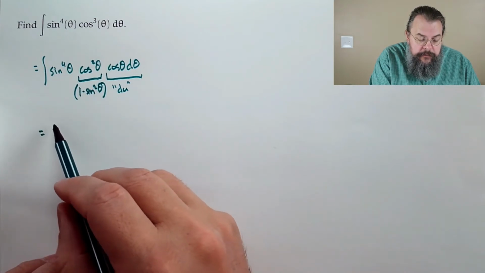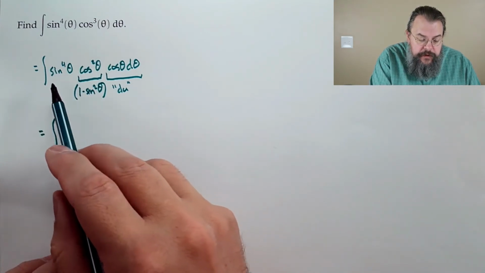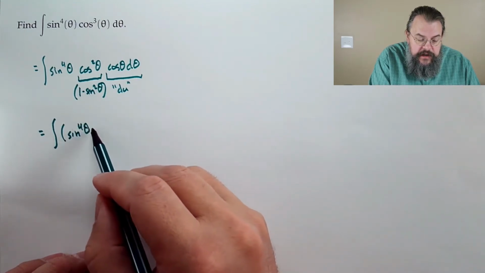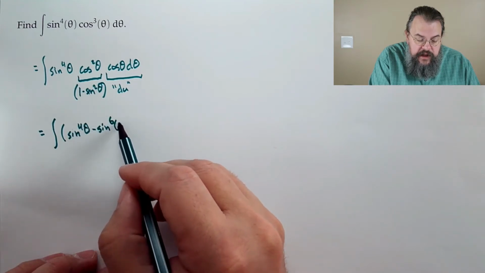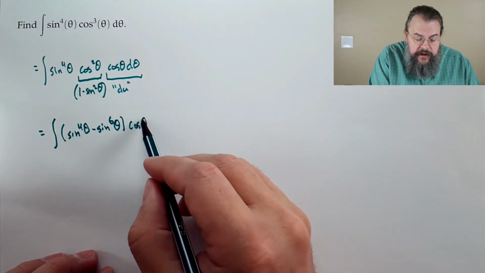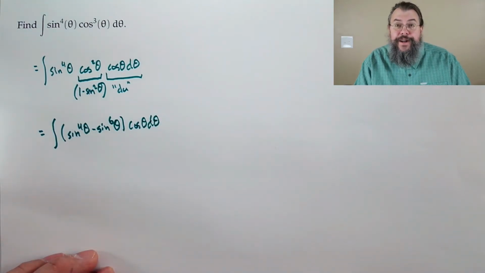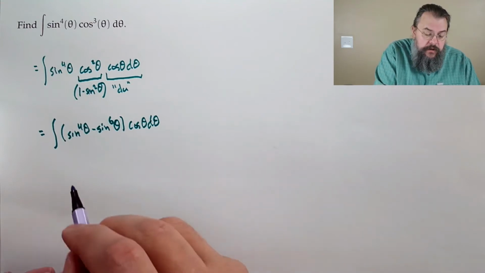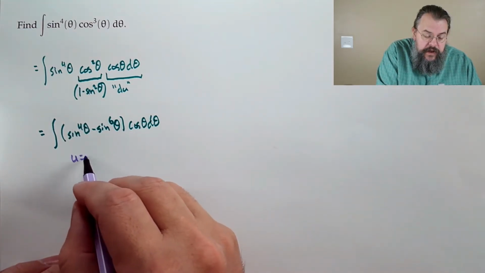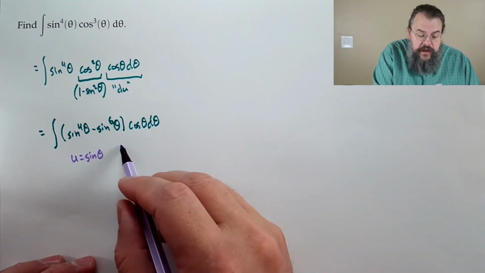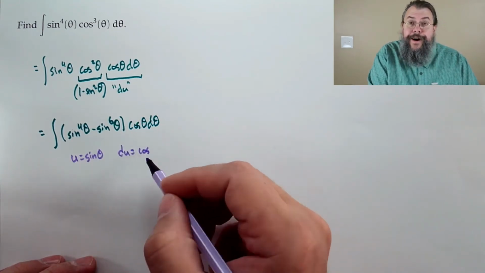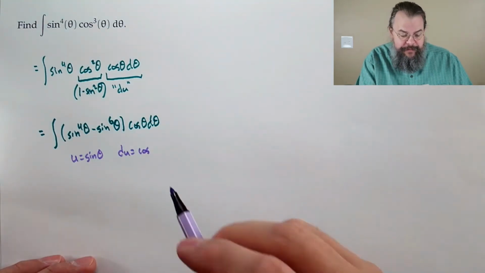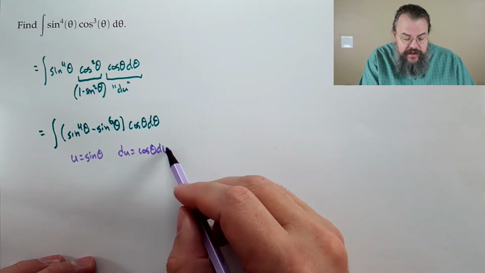So what do we really have? Well, if we multiply this out, it's the integral of sine to the fourth theta minus sine to the sixth theta times cosine theta d theta. And now we're ready to write down our substitution. We're going to let u equal sine theta. Then du will be cosine. Almost like we planned it that way. Because we planned it that way. So du is cosine theta d theta.